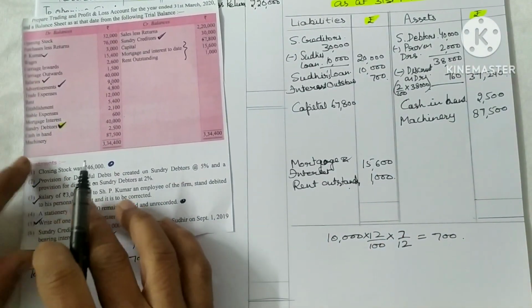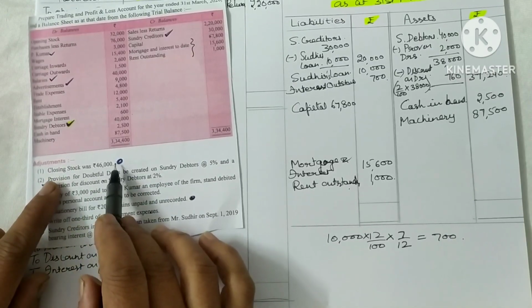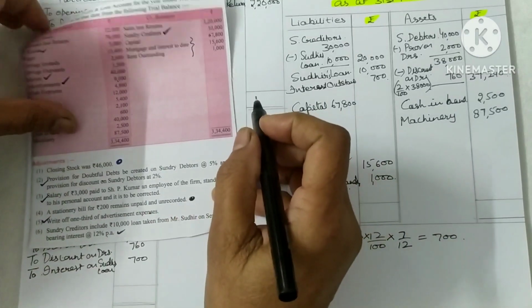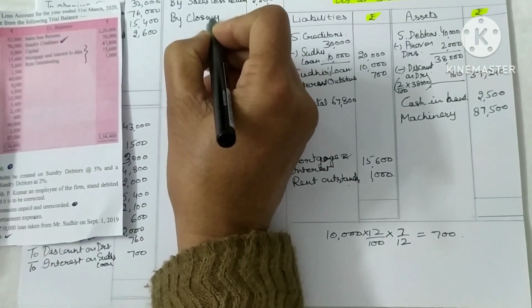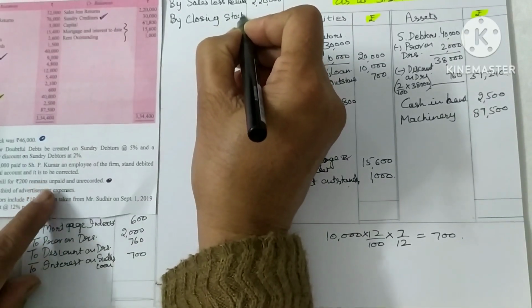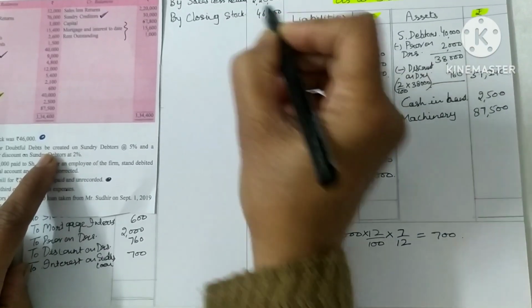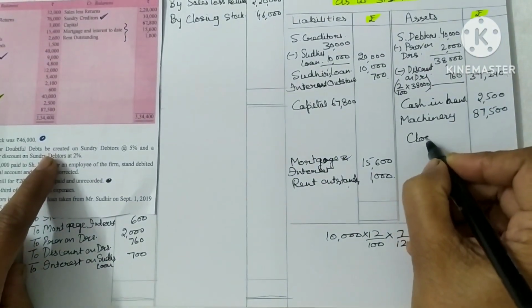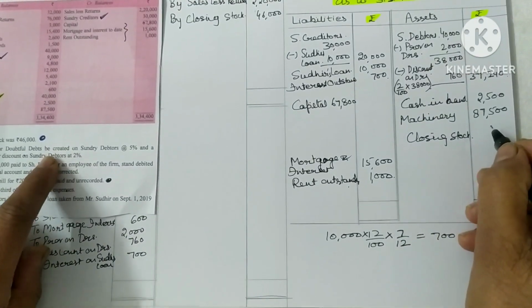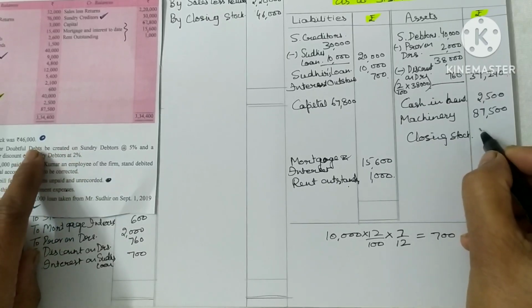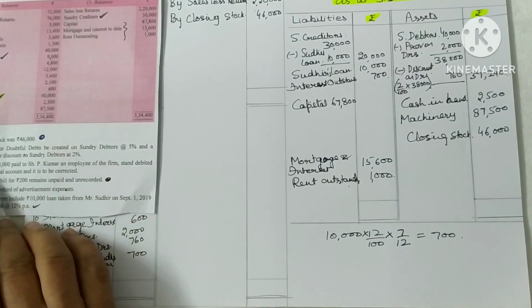Closing stock. This first adjustment, the circled adjustments, now I am taking adjustments with circles. Closing stock in the trading account by closing stock, 46,000, and you have to show it at two places. So closing stock on the asset side, 46,000.